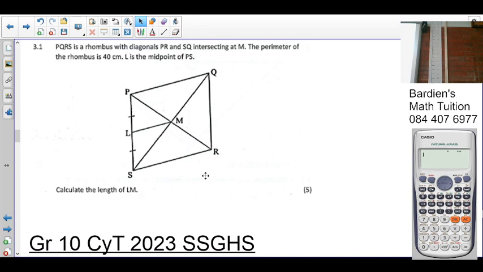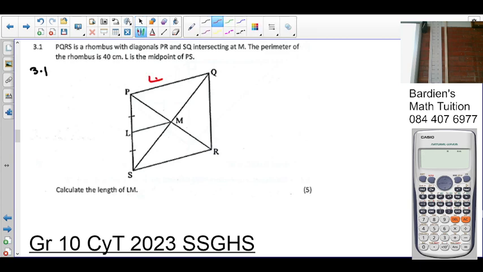Okay? People, we are told that PQRS is a rhombus. If this is a rhombus, what do we know? Many things. We know 6 things. What do we know? All sides are equal. Opposite angles are equal. Opposite sides are parallel. The diagonals bisect each other. The diagonals bisect the vertex angle. The diagonals are perpendicular. All of those things we know. Okay. Then we are told that the diagonals PR and QS are intersecting at M. Okay.